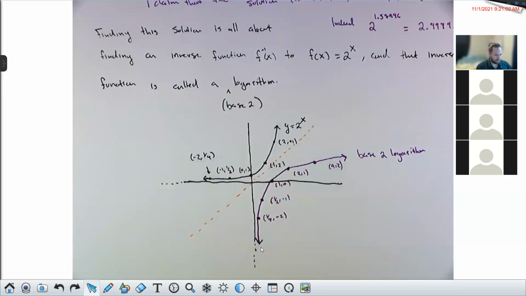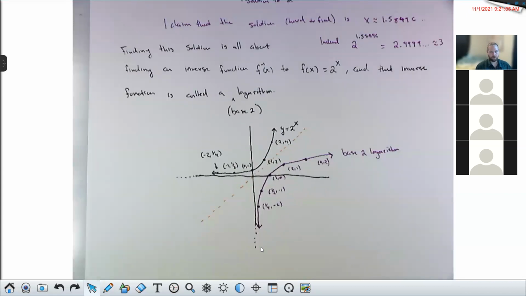But this is all I'm going to say about logarithms for today. On Wednesday, I will give you the formal definition of a logarithm. I will show you how I came up with this number, x equals 1.58496, that got me so close to 3 when I plug it into 2 to the x. There's going to be a lot of notation and a lot of algebra, so please come ready.